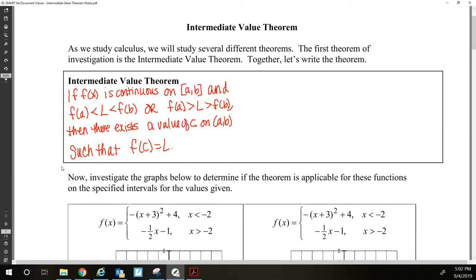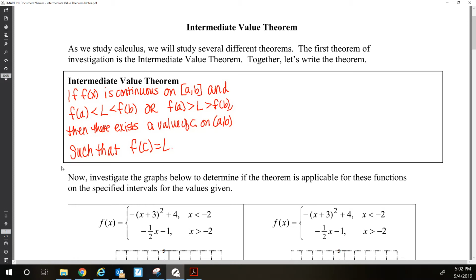Told you it would look scary, did I lie? I did not. So if f of x is continuous on AB and f of A is less than L is less than f of B, or vice versa, f of A is bigger than L, which is bigger than f of B, then there exists a value of C on AB such that f of C equals L.